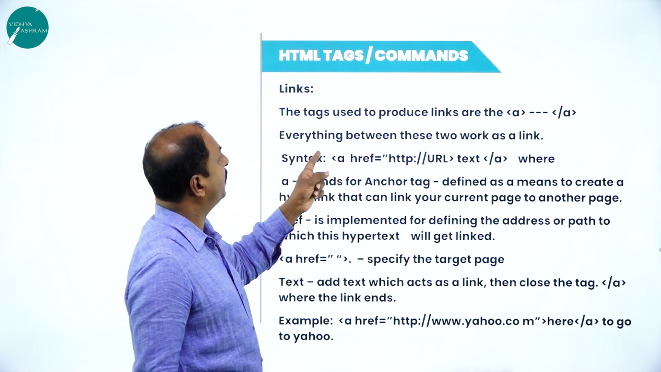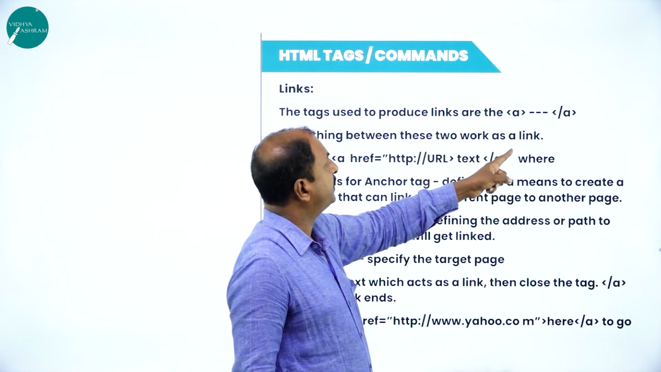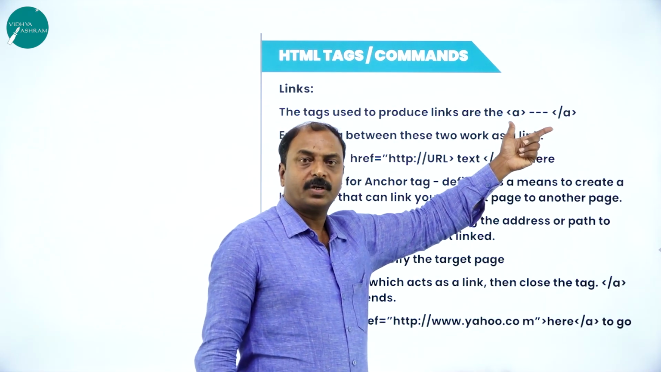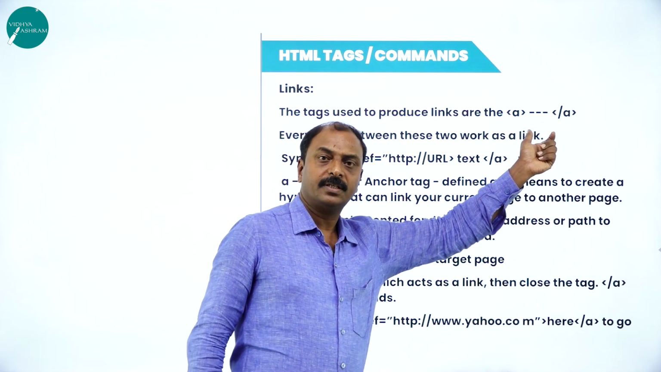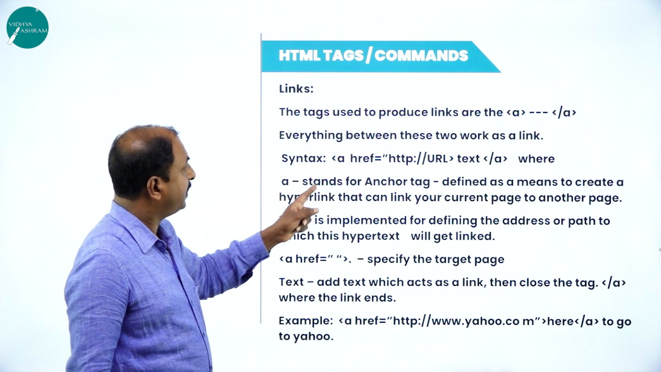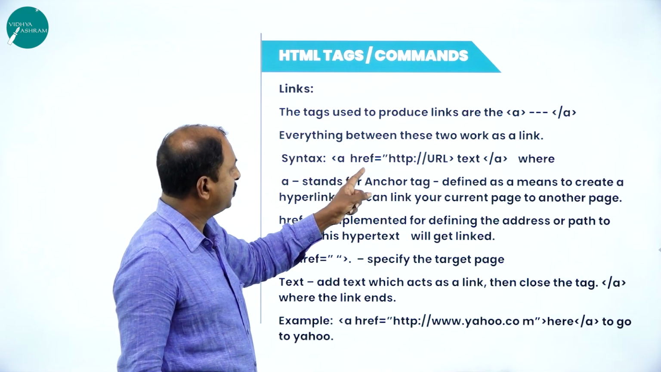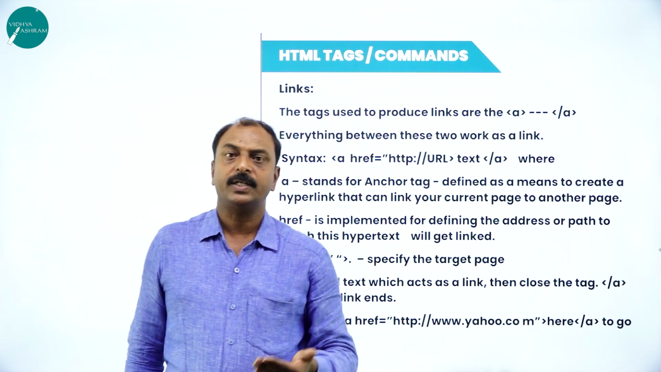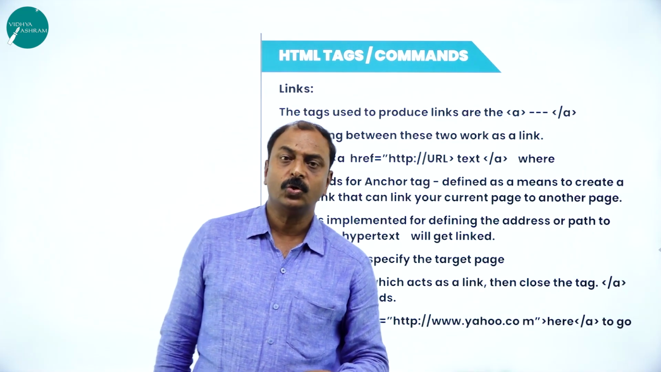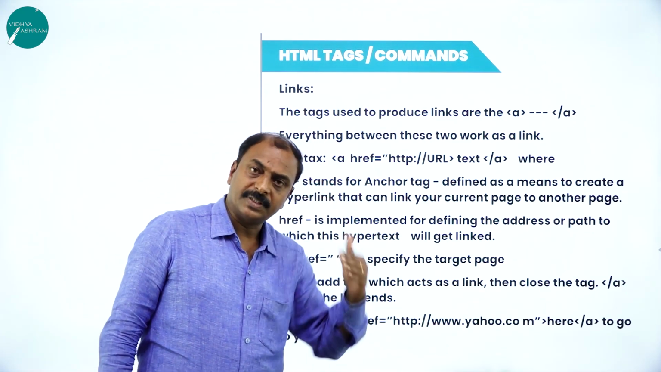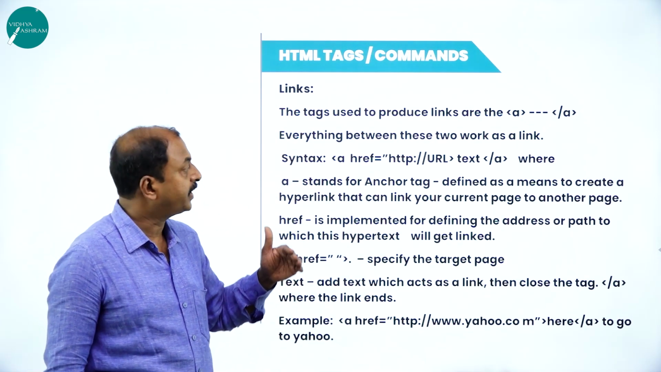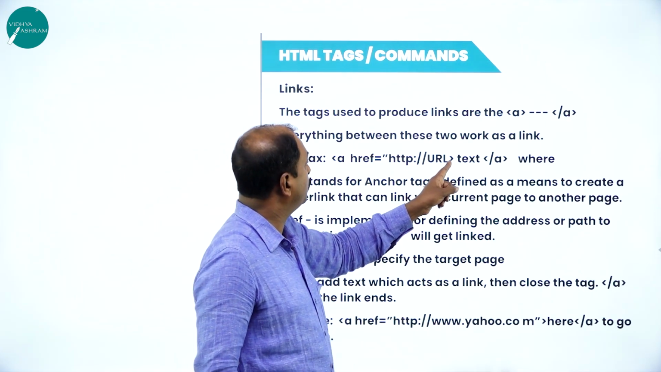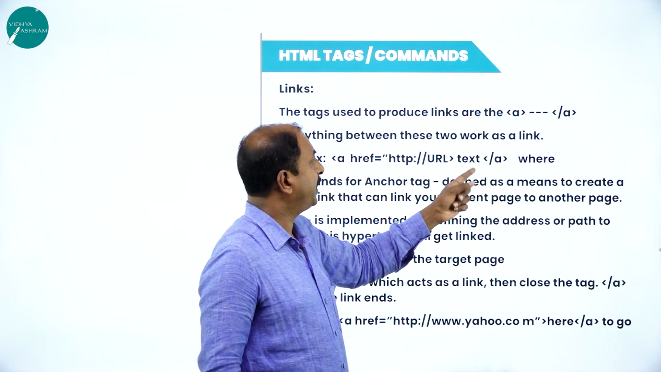Here everything between those two tags works as a link. In between we are going to write the destination address. Now look at the syntax here. This is the open tag A and href equals, and within the double quotes, what you write is the destination address. Pressing it on the current website takes us to the destination link with the help of the hyperlink. And this is closed here with the anchor tag plus text.